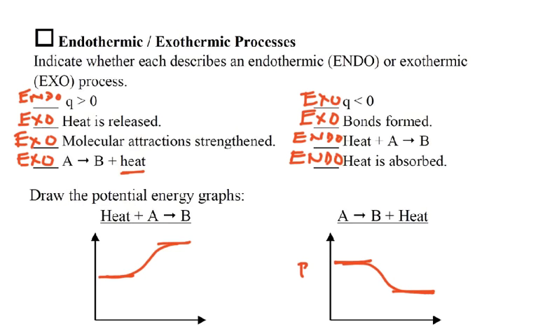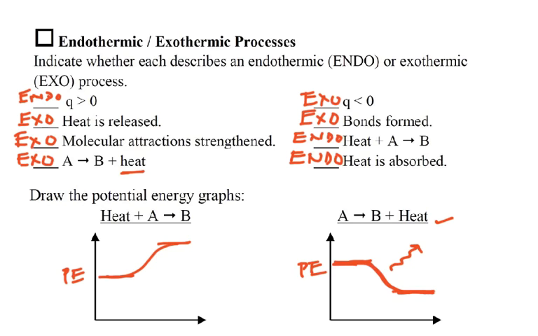Now again, here we're talking about potential energy, not kinetic energy. And somebody might say, well, if heat's given off, isn't everything getting hotter? Well, the surroundings are getting hotter, but we're talking about the chemicals in the system, and the chemicals in the system must be getting lower in energy in order to release some energy.